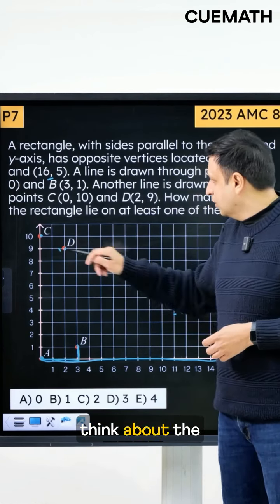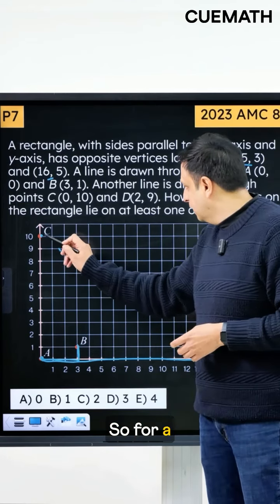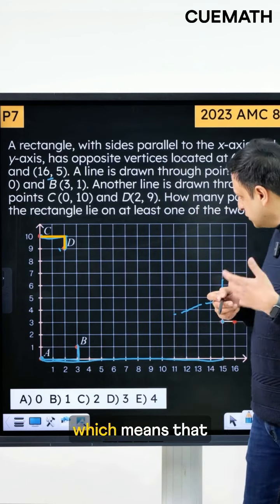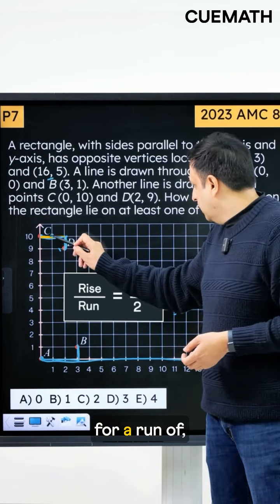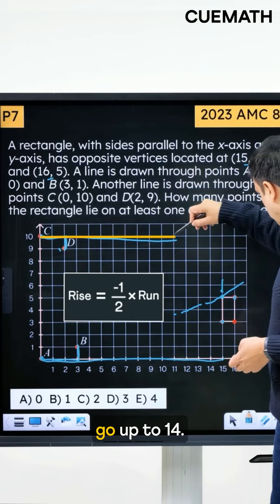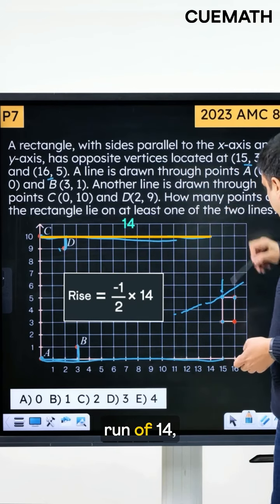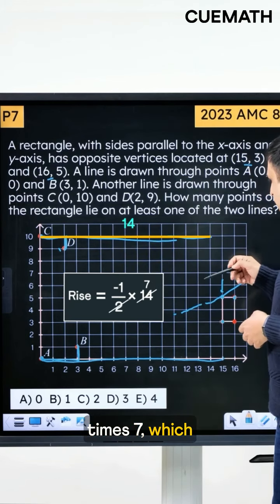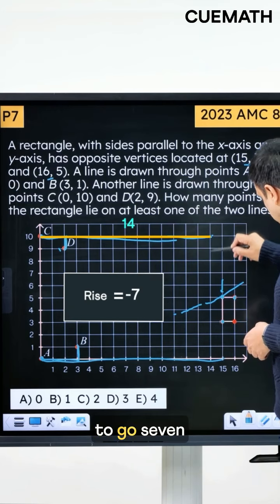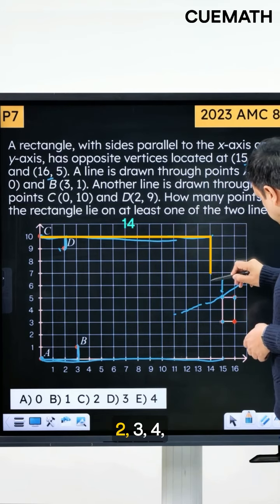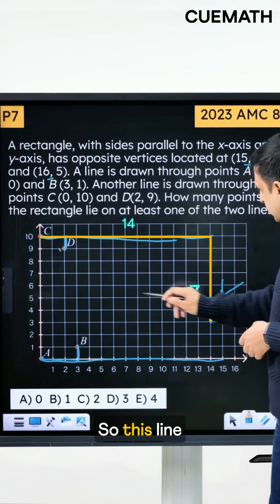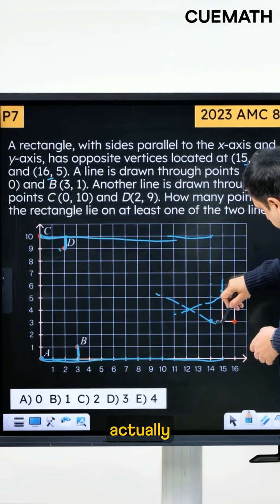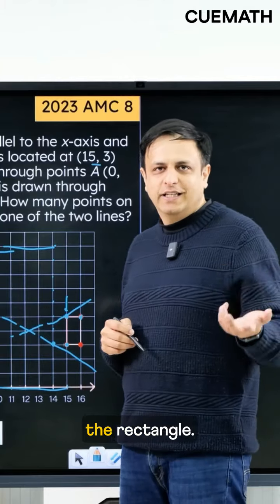And then let's think about the line CD. So for a run of 2, the rise is now -1, which means that for a run of, let's go up to 14. So for a run of 14, the rise will be -1 times 7, which is -7. So I have to go 7 steps below now, which is 1, 2, 3, 4, 5, 6, 7. So this line CD will actually end up passing through this point and then actually pass entirely below the rectangle.